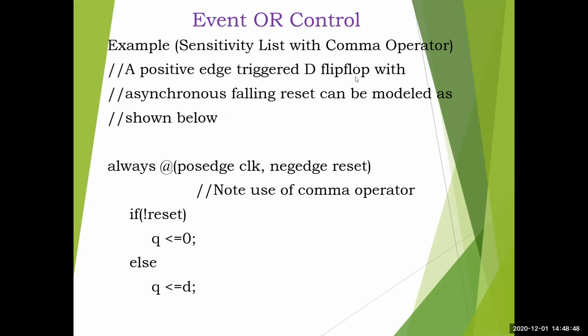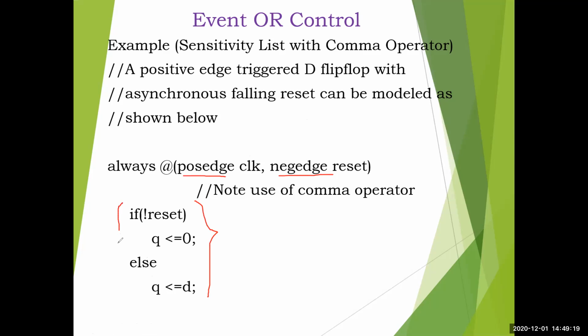A positive edge triggered D flip-flop with asynchronous falling reset can be modeled as shown below. Always at, see here, posedge clock, and you can write it like this also, positive edge of clock and negative edge of reset. So this is normally called an asynchronous flip-flop. A counter also we can design like this. One is taken at the positive edge, another at the negative edge, not synchronized. So if not of reset, q equal to 0, else q equal to d. So this is the design of a D flip-flop.